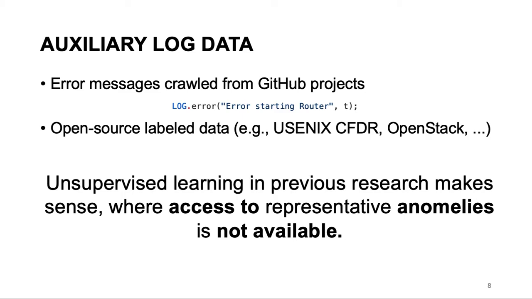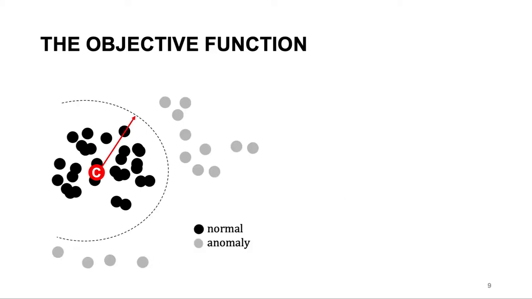We can find such data on the internet as well for logs. We have numerous GitHub projects, and we can crawl them and extract the error log messages that will help us to build such anomaly data. Or we have also open source labeled data from Usenix, from OpenStack, and so on. Just to point out, the unsupervised learning in previous research makes sense, but only where access to representative anomalies is not available. In today's settings, we have lots of data and lots of anomalies available, and it's really a waste if we cannot include them somehow to improve our methods.